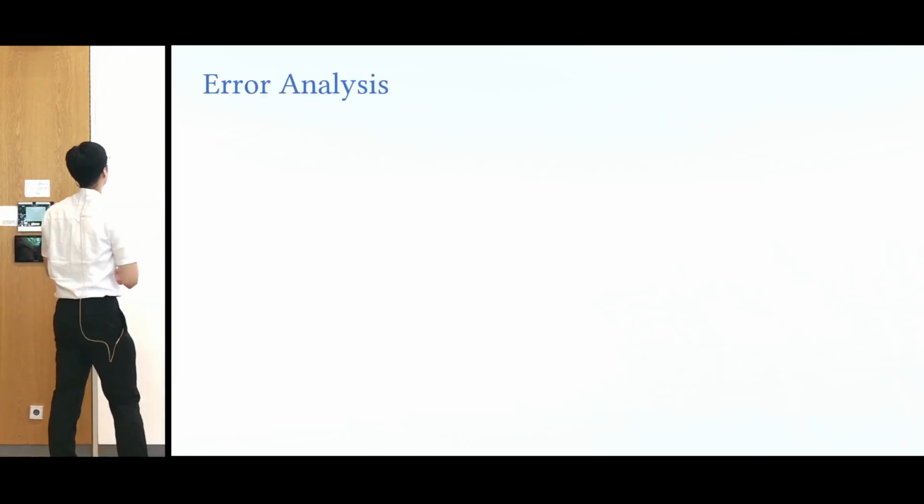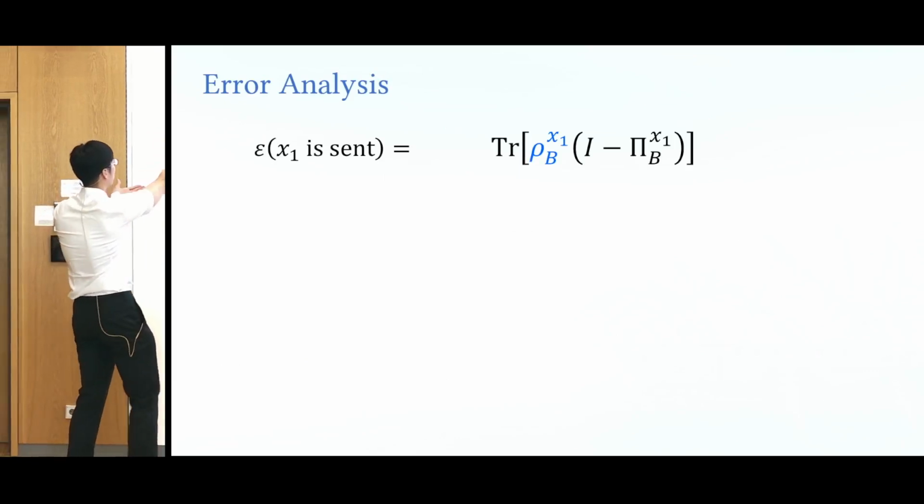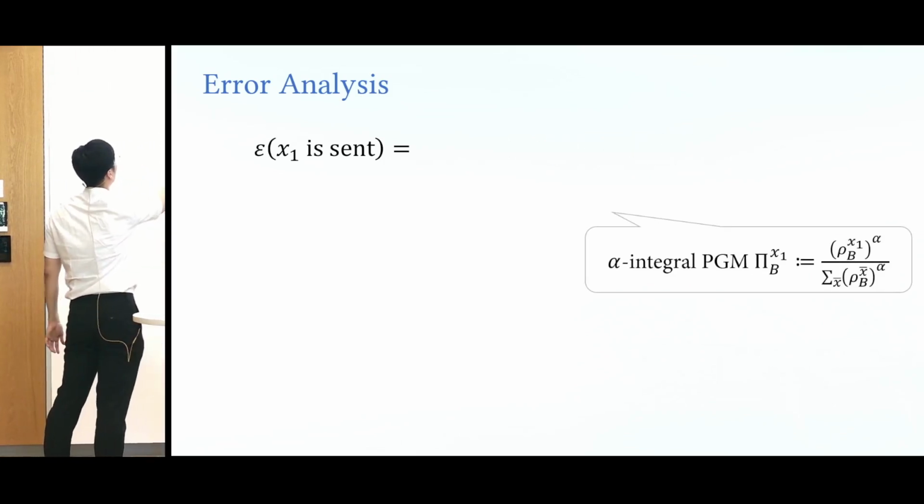So let's see the proof, the error analysis. Let's assume that x1 is sent, then by Wong's rule, and we put in the alpha integral PGM here. So we get this formula.